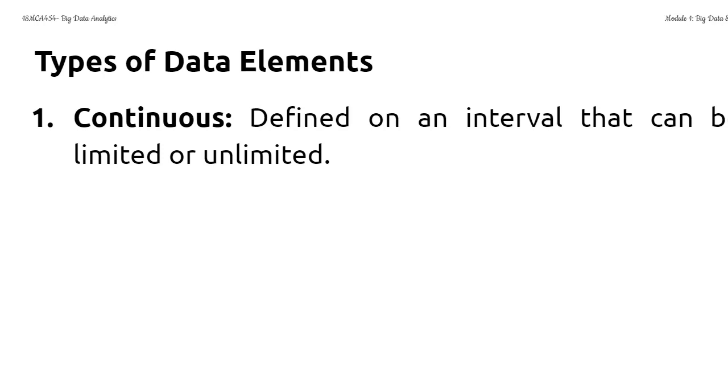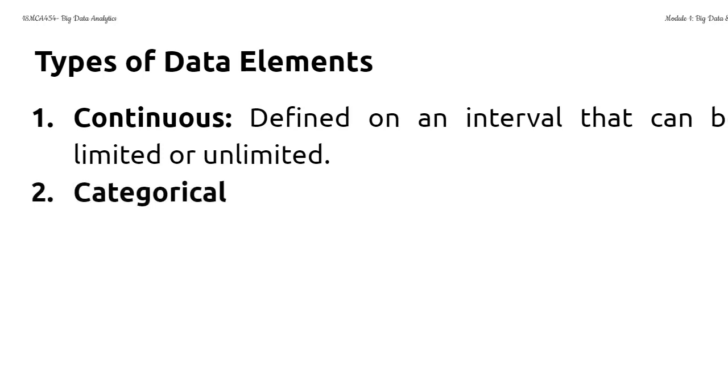It can be something like income in a particular organization, or the sales in a particular organization. It can be the frequency of something. It can be the monetary things that come in. So data flows in continuously, and this interval may be limited or it may be unlimited.